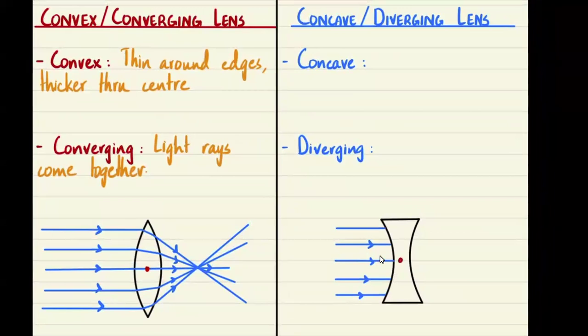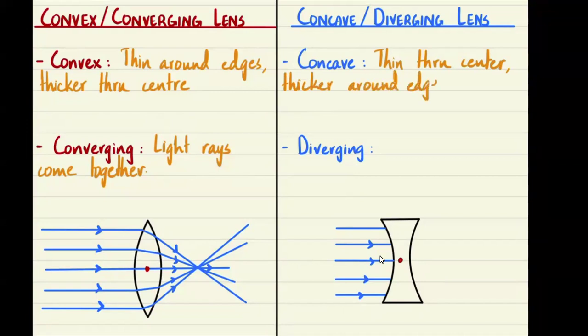Similarly, the other shape is called concave, and the name is very easy to see because this lens is caved in from both sides. Again, if I were to talk about the shape, this is thin through the center, but it's thicker around the edges. And why is it called a diverging lens? Because the light rays diverge and they basically spread out after passing through this lens.